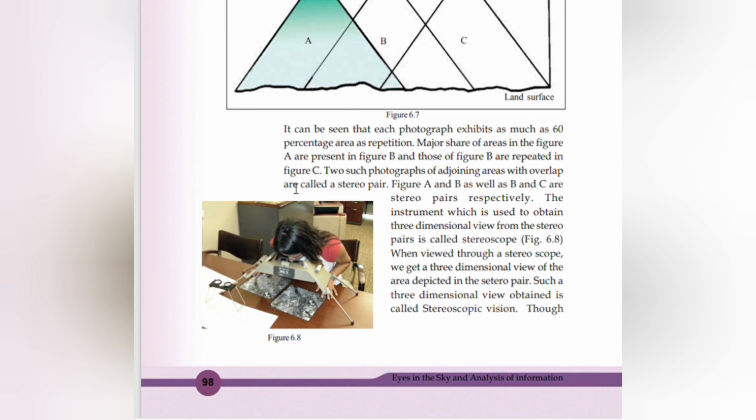A major share of the area in picture A is present in picture B, and those of picture B are repeated in picture C. Two such photographs of adjoining areas that overlap are known as a stereo pair. Pictures A and B, as well as B and C, are stereo pairs respectively. The instrument used to obtain a three-dimensional view from the stereo pairs is called a stereoscope. When viewed through a stereoscope, we get a three-dimensional view of the area depicted in the stereo pair. Such a three-dimensional view is called stereoscopic vision.